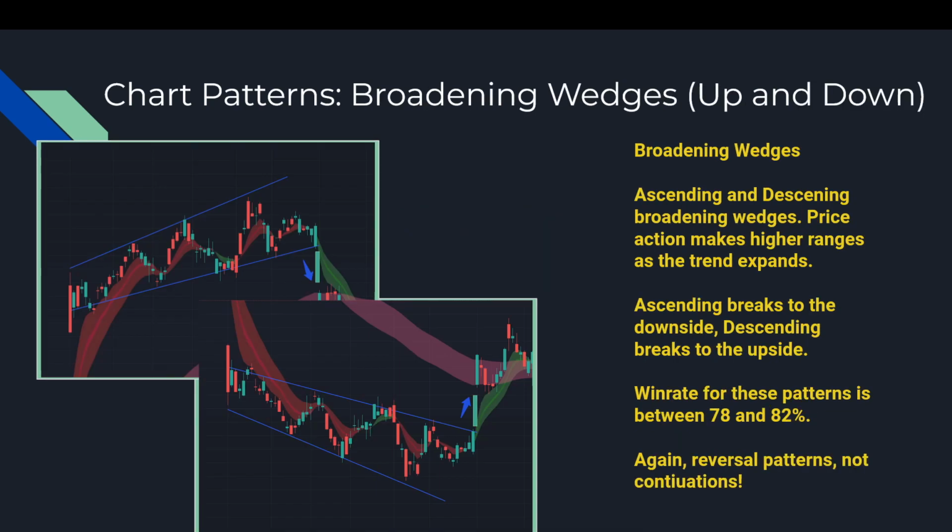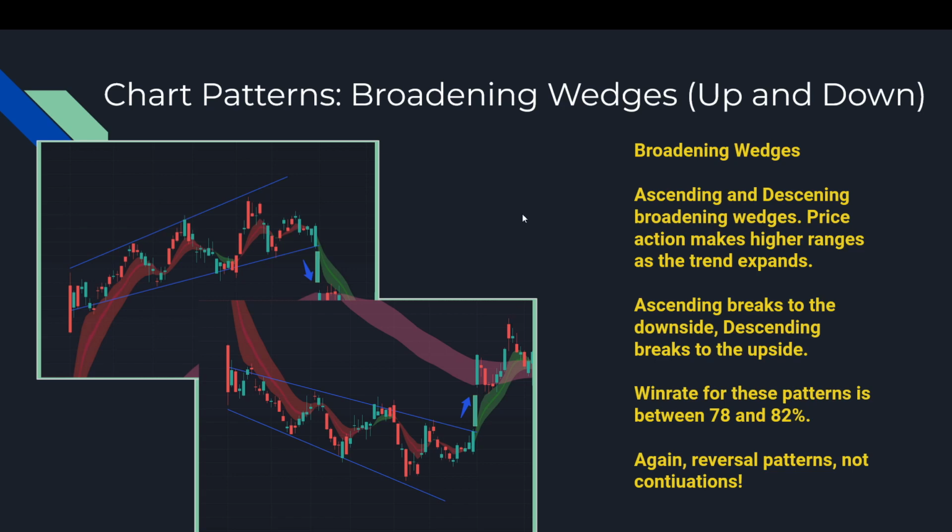Next, we got the broadening wedges. There's several kinds of wedges. You have broadening wedges, ascending wedges, descending wedges, all that fun stuff. Megaphones, some people call them. These are ascending and descending patterns, so price action makes higher ranges as the trend expands. This is an ascending broadening wedge. This is a descending broadening wedge. Ascending, this one to the left, breaks to the downside. Descending breaks to the upside.